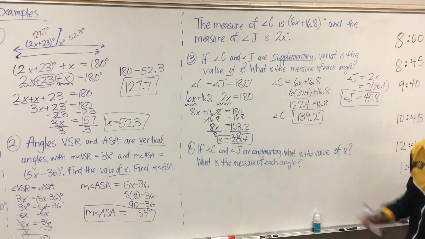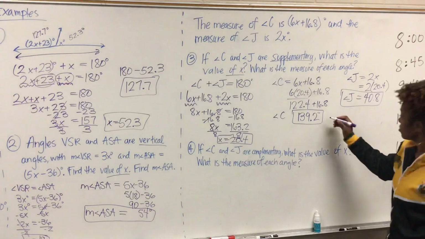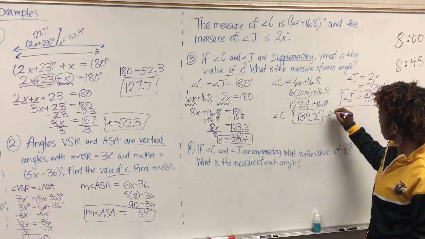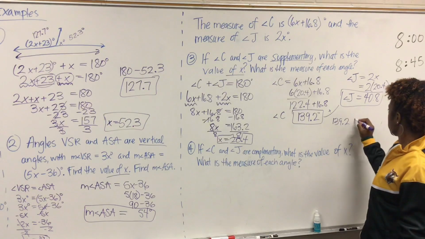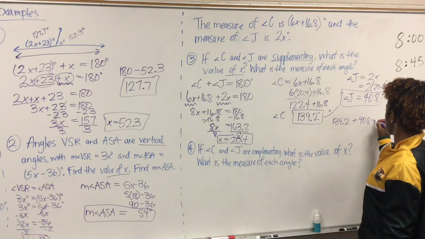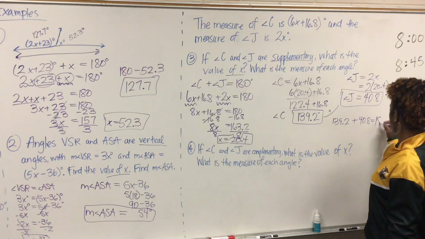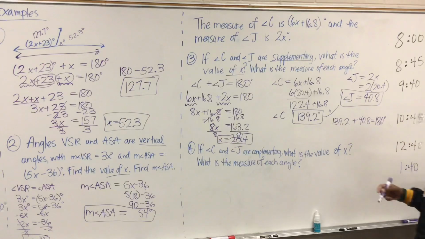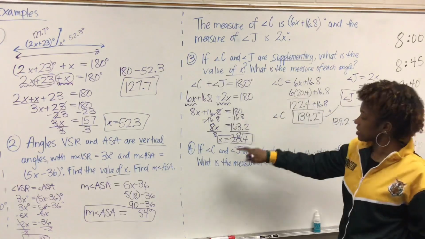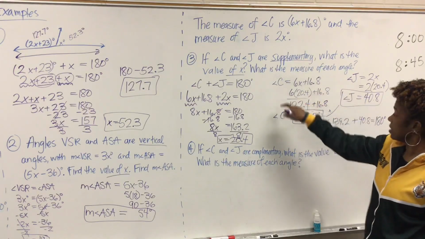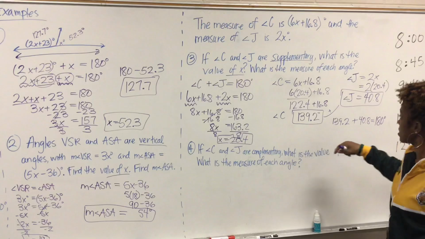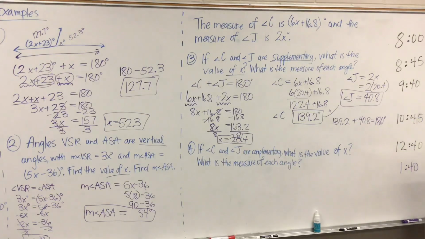In order to make sure that my answer is correct, these two added together should give me 180. So 139.2 plus 40.8 is 180 degrees. That's how I know that my answers are correct. So what is the value of x? 20.4. What is the measure of each angle? For angle C, we get 139.2 degrees. For angle J, we get 40.8 degrees. This is if these two angles are supplementary.